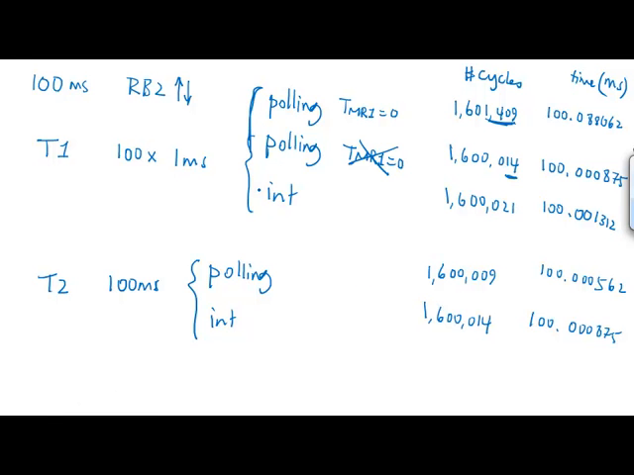compared to polling, right? You have 21 as opposed to 14 here. You have 14 here as opposed to 9 here, right? But what is the catch? What is the advantage of the interrupt? Well, number one, you're not wasting your CPU instruction cycle. So while you're waiting for that T1 to happen, you are doing some useful stuff.